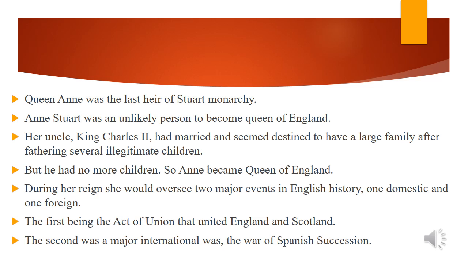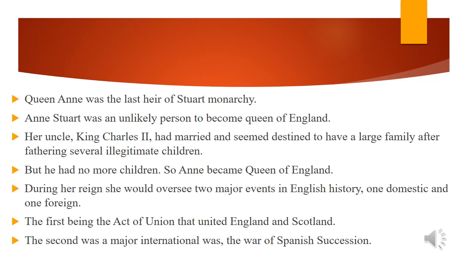During her reign, she would oversee two major events in English history, one domestic and one foreign. The first being the Act of Union that united England and Scotland. The Act of Union was implemented in 1707. A great event of Queen Anne's reign was the union between England and Scotland.